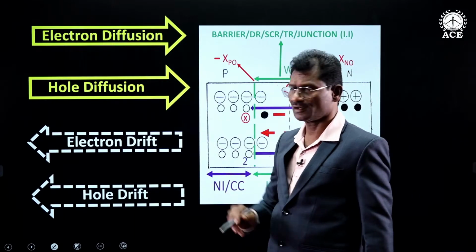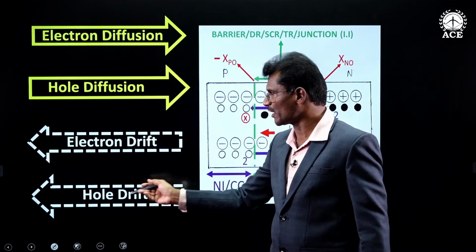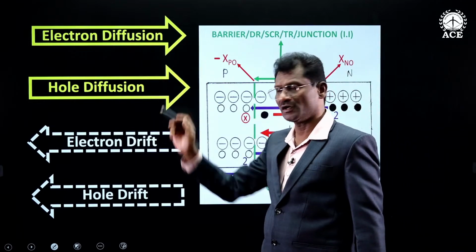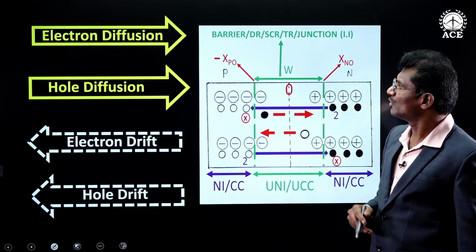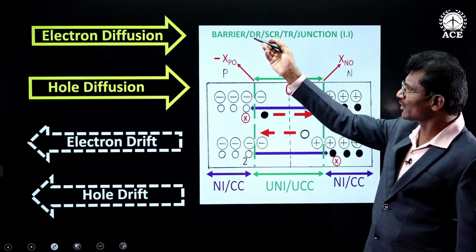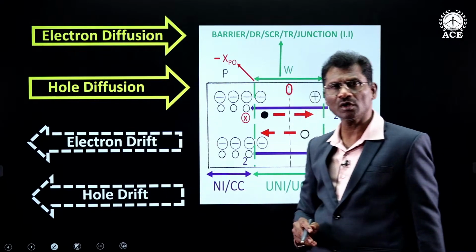Solid line represents diffusion. The dotted arrow represents drift. So in total we can say that there are 4 currents, namely electron diffusion, hole diffusion, electron drift, and hole drift.